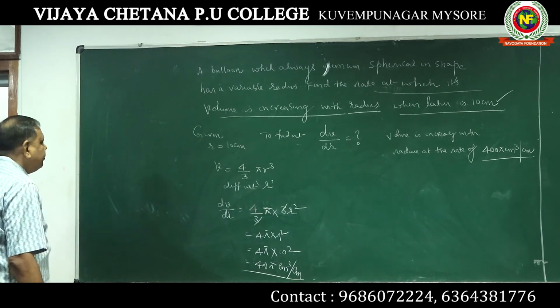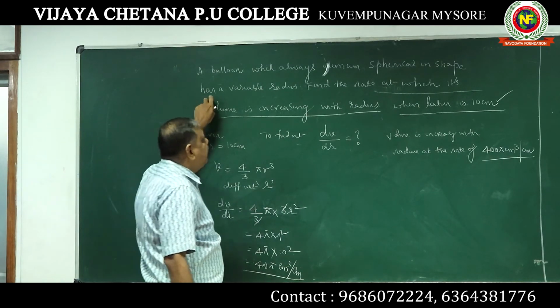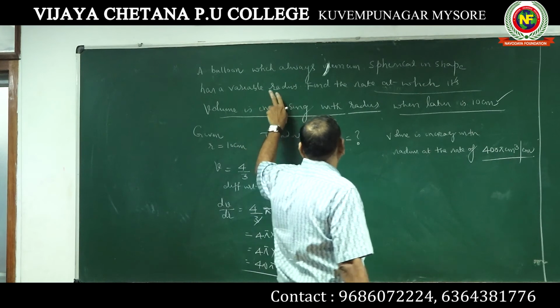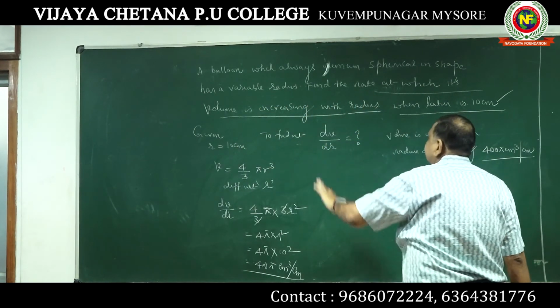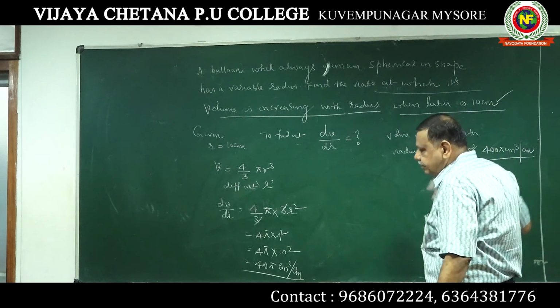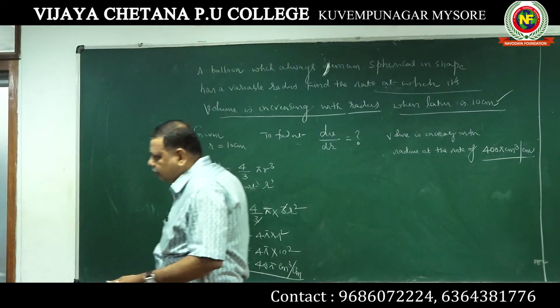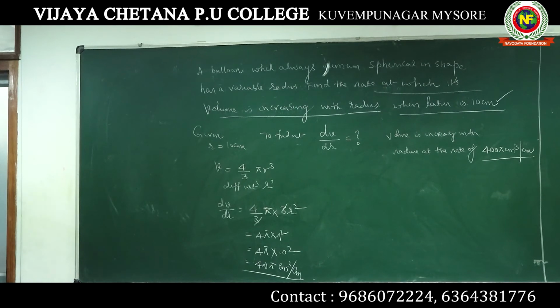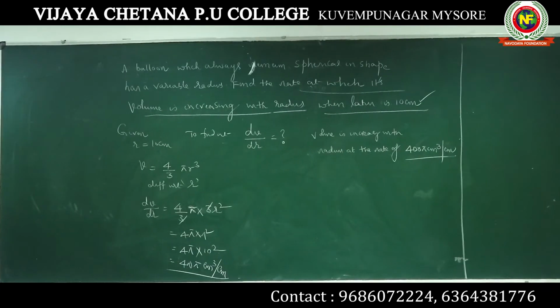This is the one. So a balloon which always remains spherical in shape has a variable radius, find the rate at which its volume is increasing with radius when the radius is 10 centimeter. This is the problem. Take down the problem. One more you can practice.